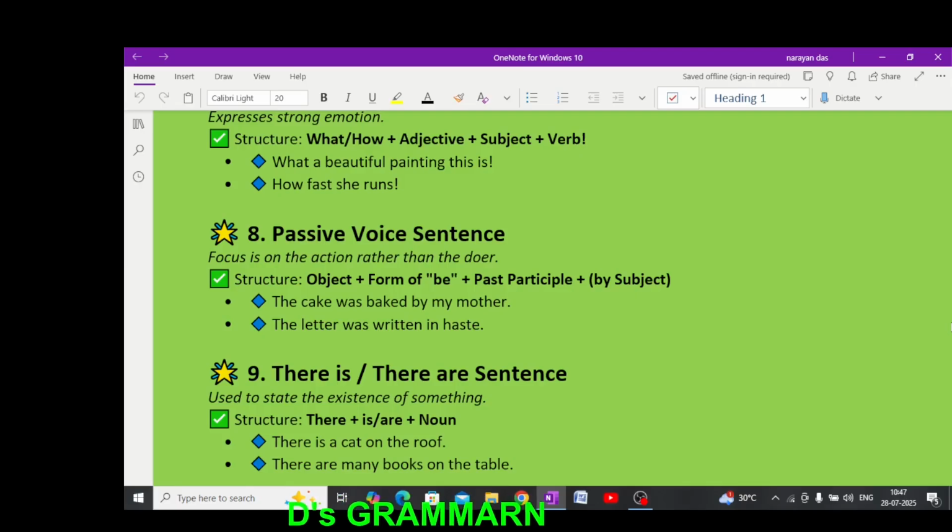The second example is: the letter was written in haste. Here you see, written is the past participle of the main verb and was is the to be verb. Also remember that the to be verb indicates the tense of the sentence. In both these examples, the to be verb is in past form, so you can say the sentence is in past passive structure.